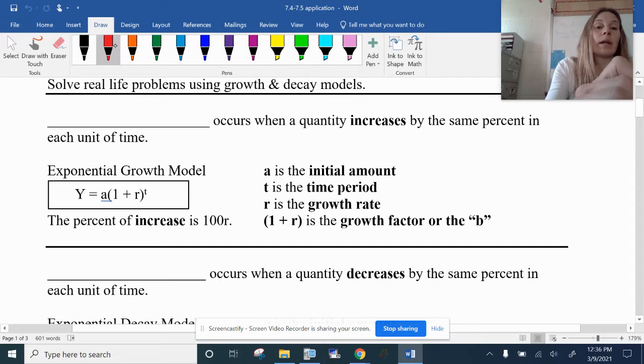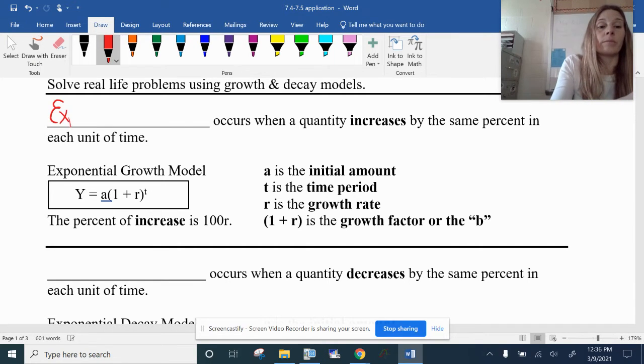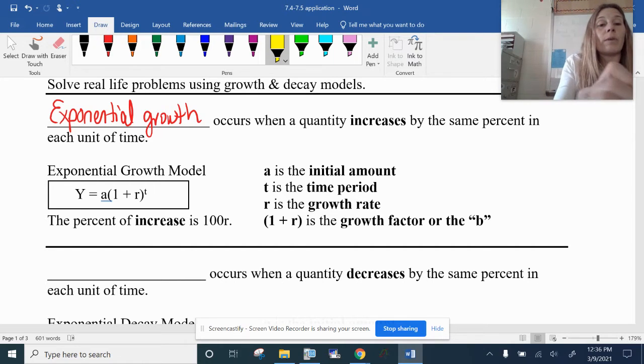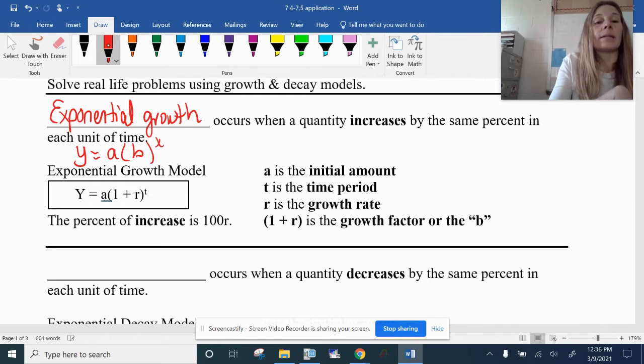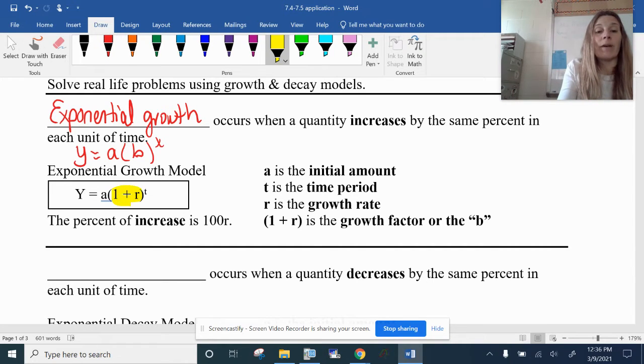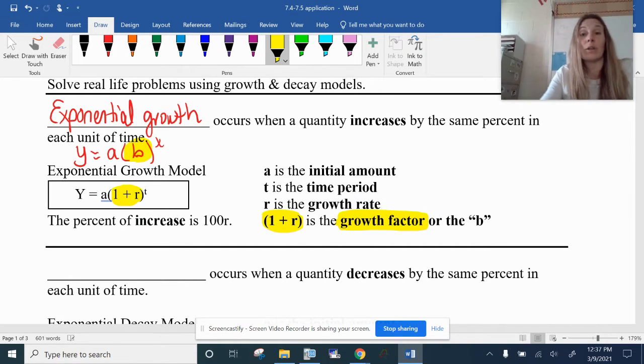So we have exponential growth, which occurs when a quantity increases by the same percent in each unit of time. And our exponential growth model, you might recognize it looks a lot like the model we were just graphing yesterday, where we had a times b to the x power, only now in this exponential growth model, that b value is broken down into this 1 plus r, which is known as the growth factor. So the b value is going to be a growth factor in an exponential growth problem.